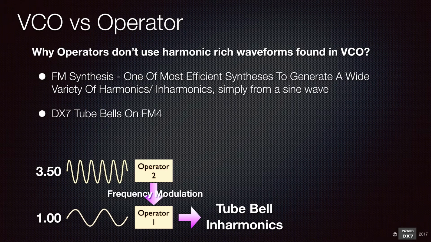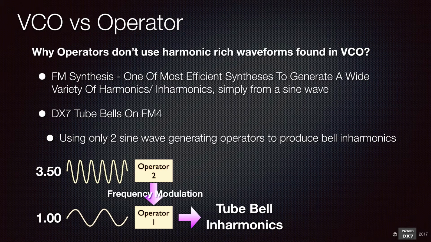Let's look at an example of making the famous DX7 tube bells on FM4. If you haven't made the DX7 tube bells using FM4, you can do so by pausing this video and watching another FM4 sound design tutorial for tube bells, appearing at the top of the screen now. Using only operators 1 and 2, with a sine wave, you can generate the bell's main metallic harmonic tone.